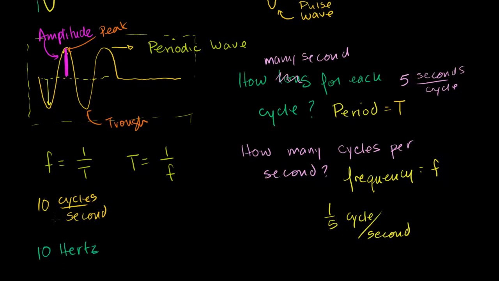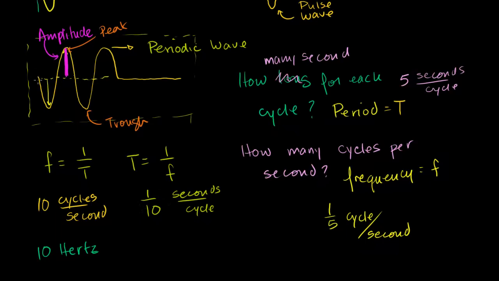If my frequency is 10 cycles per second, my period is going to be 1 over that. So 1 over 10, it's going to be 1 over 10 seconds per cycle, which makes sense. If I can go up and down, a whole up, down, back again, 10 times in a second, it's going to take me 1/10 of a second to do it each time.